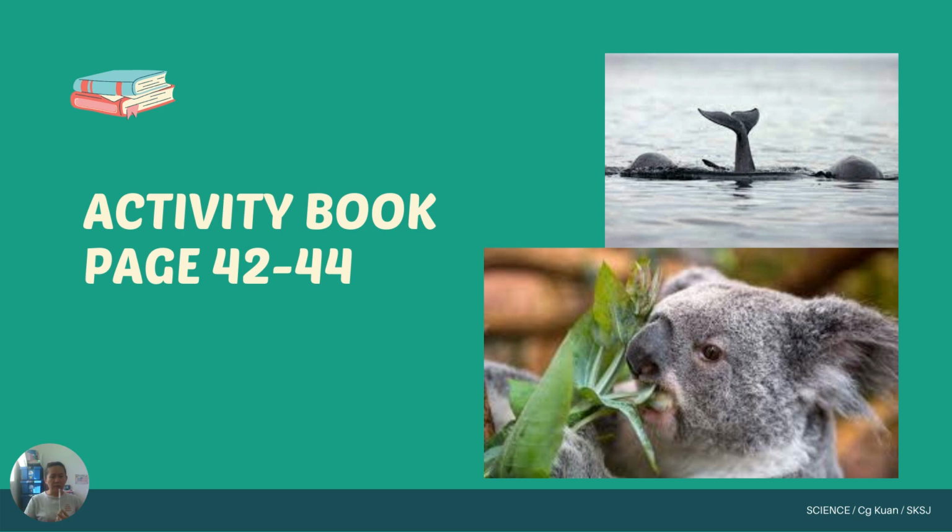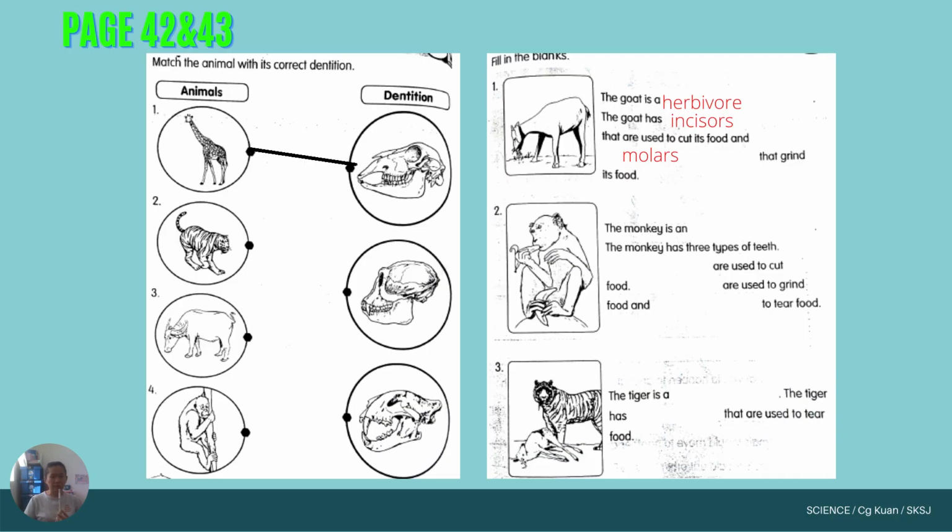Let's do your exercise in the activity book, page 42 to 44. Match the animals with its correct dentition. Dentition number 1 refers to herbivores. Dentition number 2 is for omnivores. And dentition number 3 is for carnivores.